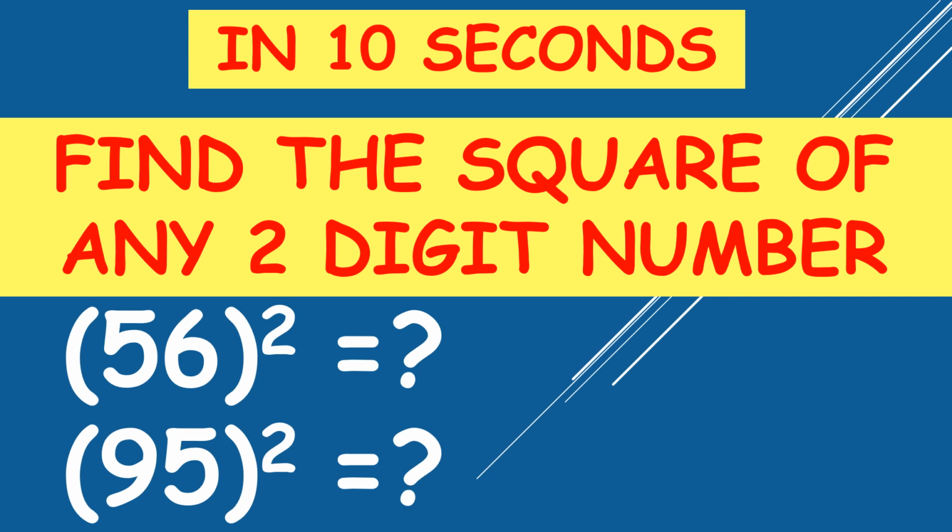Today, we'll be finding the square of any two-digit number in just 10 seconds. So we have 56 squared and also 95 squared.